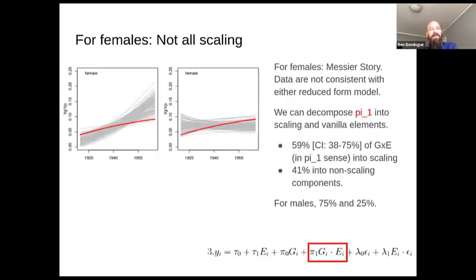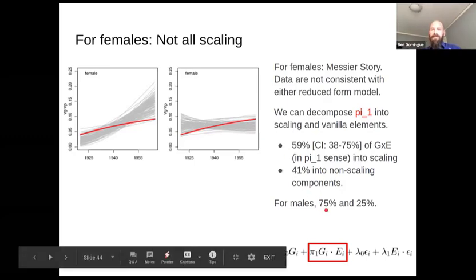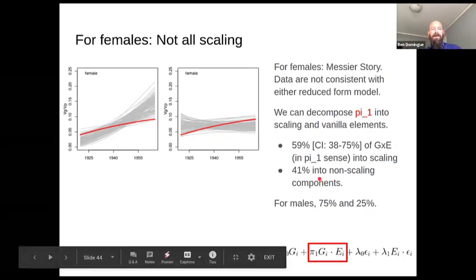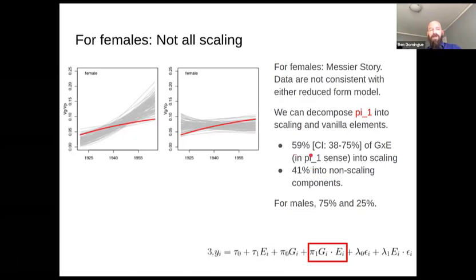What we can do is decompose elements of that pi1 coefficient from model 3 into scaling and vanilla components, and basically assert that roughly 60% of the G by E that we observe here is due to scaling. For the males, this was a bit higher. It was 75%, and that confidence interval included 100%. Basically, this allows us to say that the lion's share of what we're observing in terms of G by E is really just due to the scaling problem.